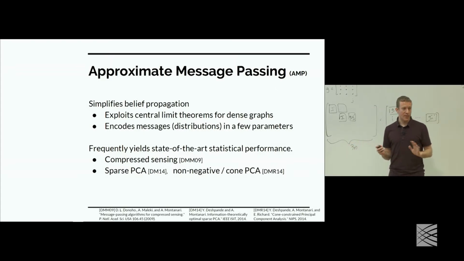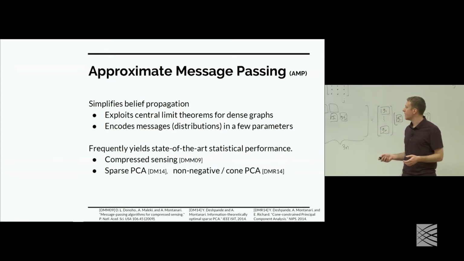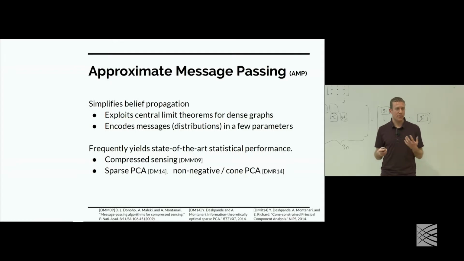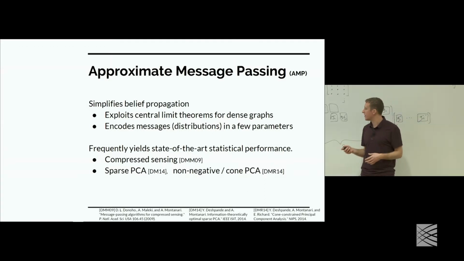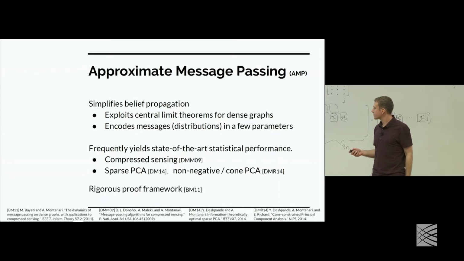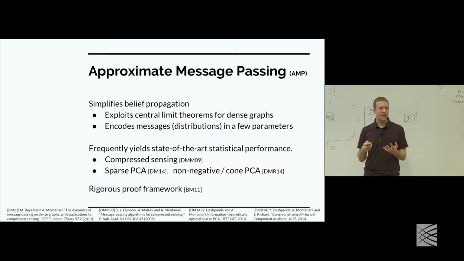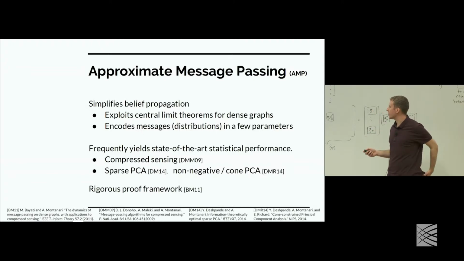So this algorithm has been used in a lot of different settings and is known to be the optimal algorithm in many settings. Compressed sensing is really the first time this was introduced, by Donoho, Maleki, and Montanari, and also for various structured PCA problems, so sparse PCA and so on. This is also known to be the optimal algorithm in many cases. And this does allow for a rigorous proof. So this was proven first by Bayati and Montanari. The fact that this is much simpler than BP does allow you to actually prove rigorous results about it, which is good.